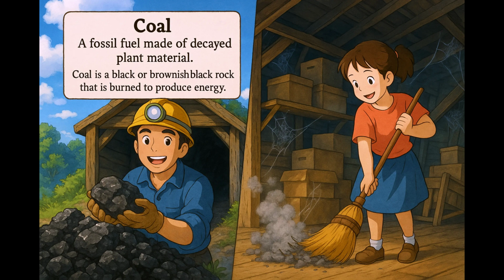In this analogy, the dusty items represent the decayed plants. The attic is like the Earth's layers where coal forms, and the dust and cobwebs signify the transformation process that turns simple plant matter into a dense, energy-rich fossil fuel.